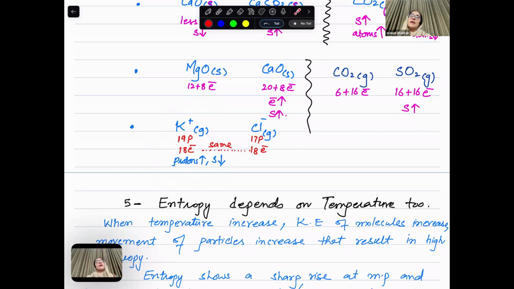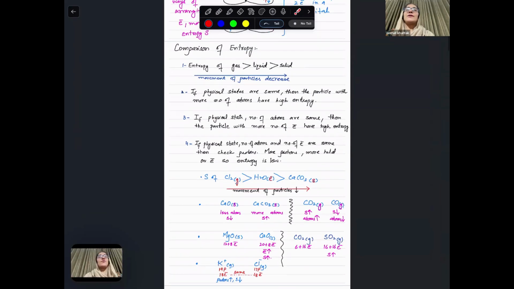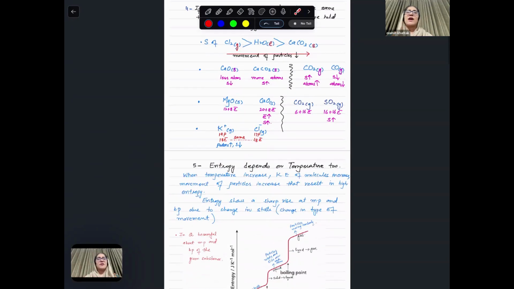Right? Next, we know that when we compare, entropy depends on physical state. If physical states are the same, check the atoms. If the atoms are even the same, check the electrons. If electrons are the same, check the protons. At the same time, we also know that entropy depends on temperature.